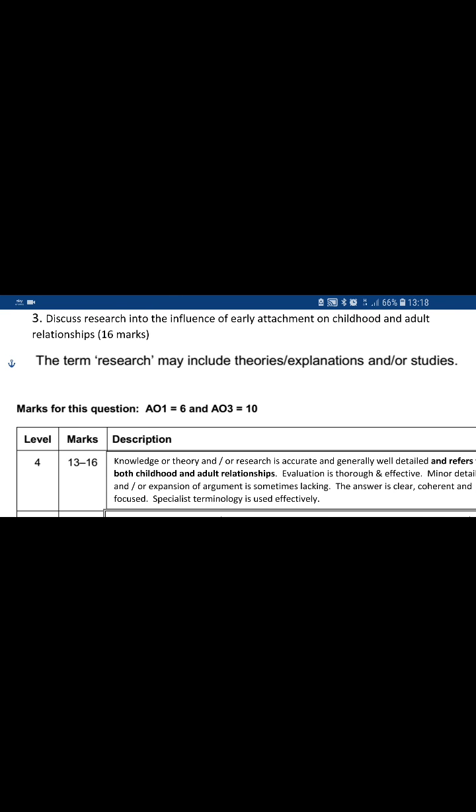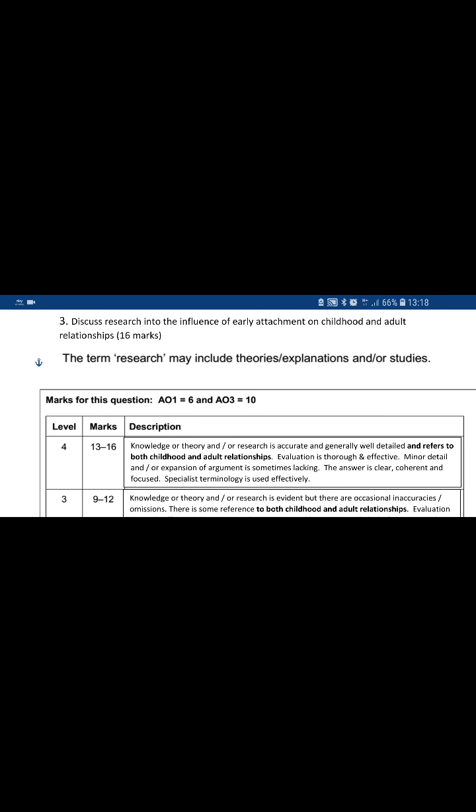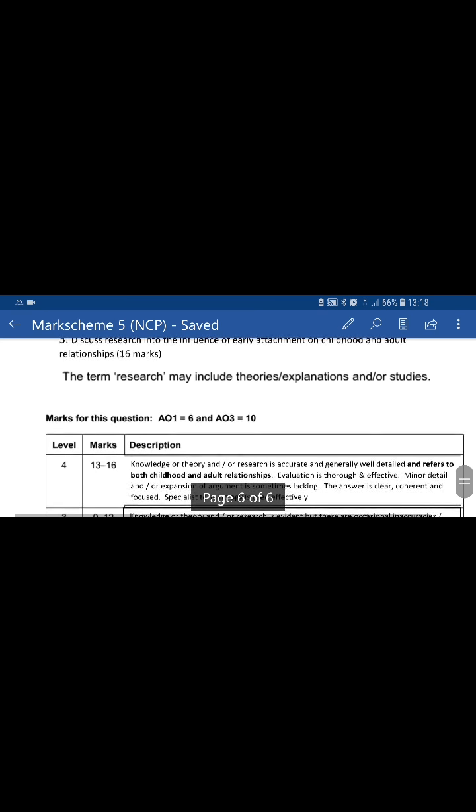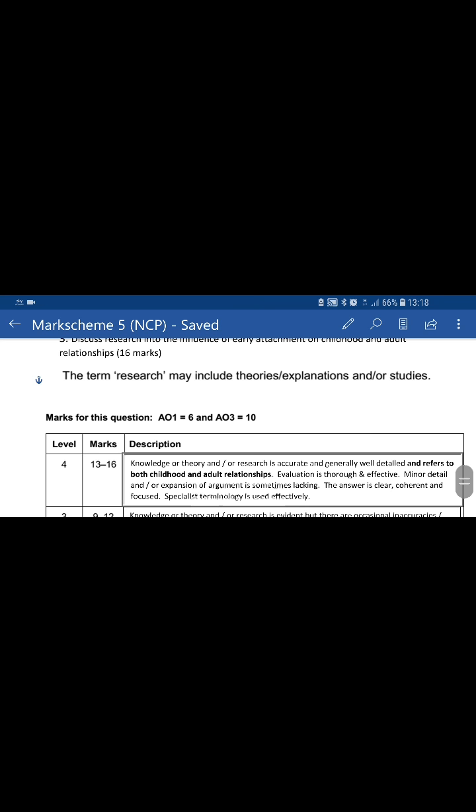And for the most part, students who did do that did it very, very well. They then went on to elaborate about the continuity hypothesis, so this idea that what you become as an adult is shaped by your earliest experiences. It is a continuation of that style of relationship. So those students who went down that route, like I say, you were doing it very, very well, and that tended to give you good AO1 marks.